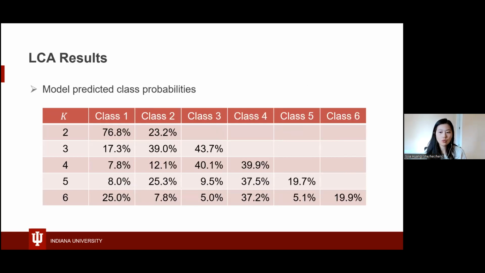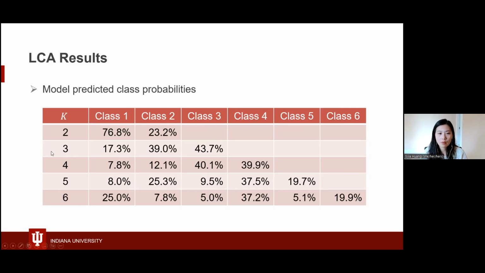In addition to summarizing the model fit statistics, what we presented here is the model-predicted class probabilities. For example, in these two-class cases, after fitting the model, we let the model predict the class membership of the individuals we have in the sample. It turned out that if we have two clusters, more than 76% of the individuals will be classified as one class, and the other 23% will be grouped in another class.